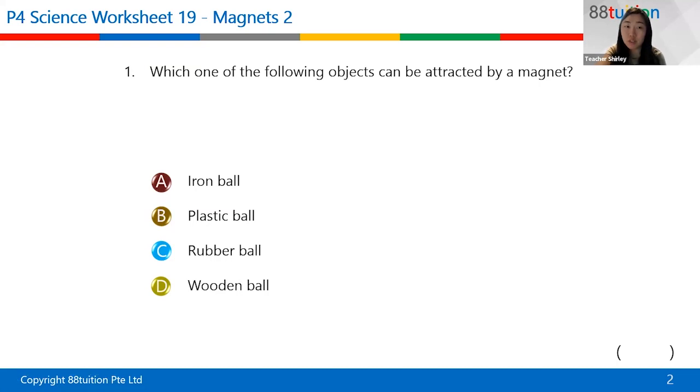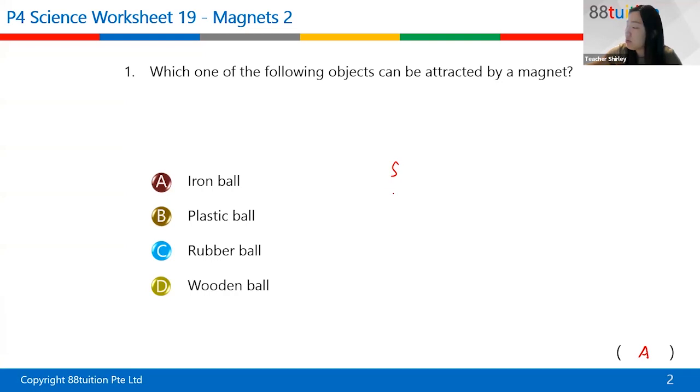Of course, the concepts that we learn, we need to know how to apply to the questions. I think the first question is quite straightforward. Any volunteers? This one is not application, this is just testing your knowledge. Which of the following objects can be attracted by a magnet? Yes, Mireng. Iron ball. Very good. Well done.